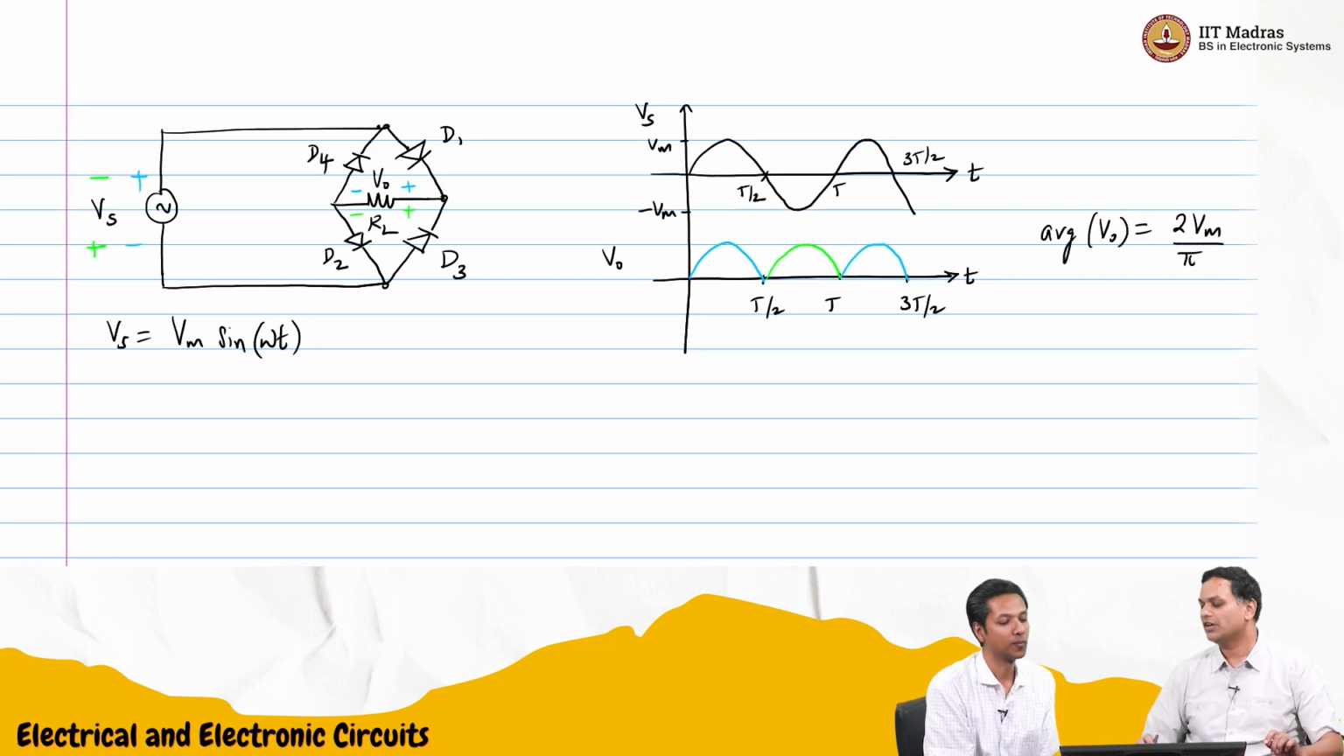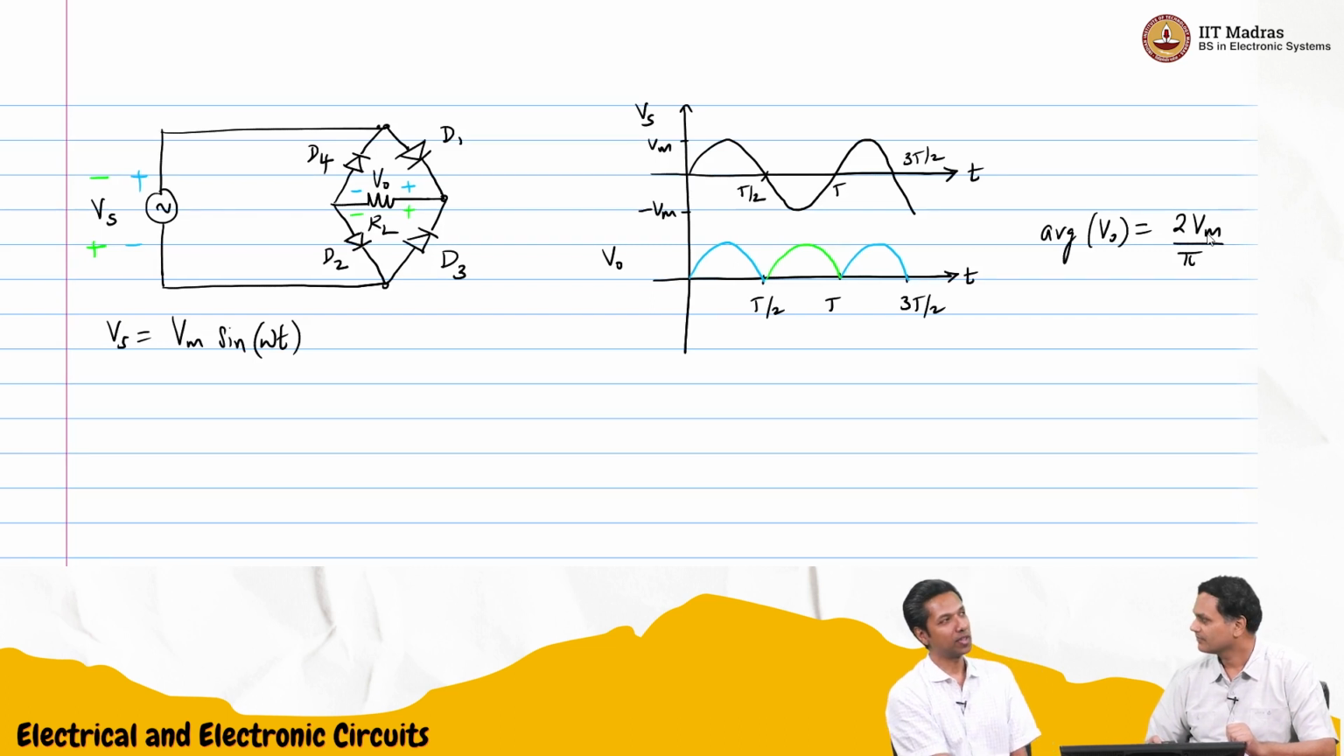So we got an even output. We are using the source in both half cycles, a little bit more efficient, I think. We are not discarding.